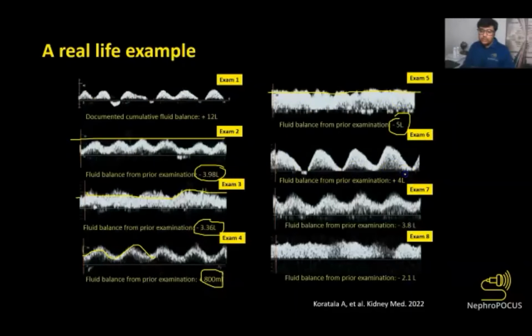And the patient was taken to OR for some reason and got 4 liters of fluid, and the portal vein has become pulsatile. And after that, we removed fluid again, and the portal vein has normalized. So the intent of this example is to show how dynamic these waveforms are.